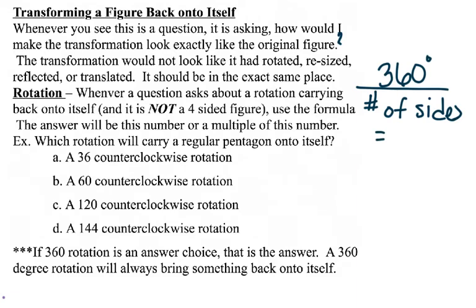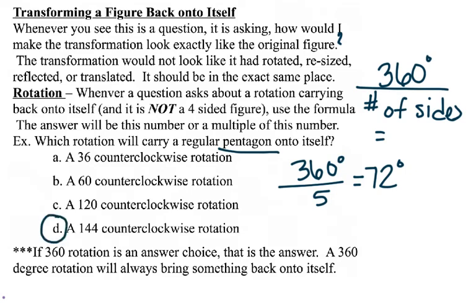So here's an example. Which rotation will carry a regular pentagon onto itself? A pentagon has 5 sides, so 360 degrees divided by 5 sides is 72. So you would either be looking for the answer 72, which I don't see in A, B, C, or D, or you would pick a multiple of that. A multiple would be like 72 times 2, which is 144. I see 144, that's my answer.